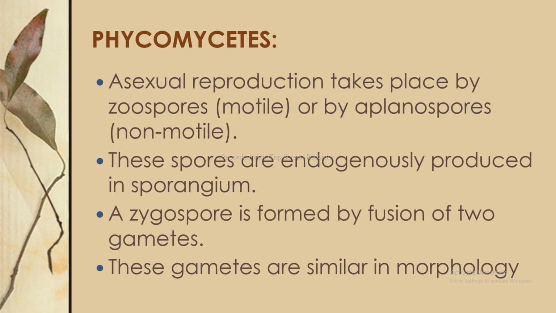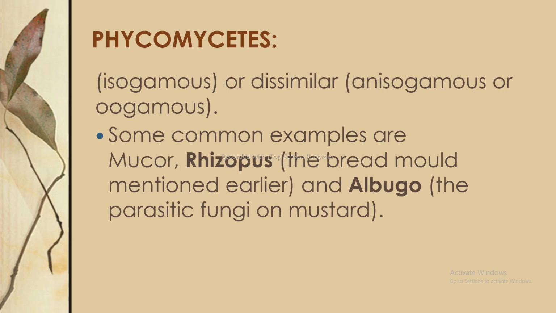Next I am going to discuss the Phycomycetes. Asexual reproduction takes place by zoospores, which are motile, and by aplanospores, which are non-motile. These spores are endogenously produced in the sporangium. A zygospore is formed by fusion of two gametes, and these gametes are similar in morphology, isogamous, or dissimilar, anisogamous or oogamous. Some common examples are Mucor, Rhizopus, the bread mold mentioned earlier, and Albugo, the parasitic fungus on mustard.